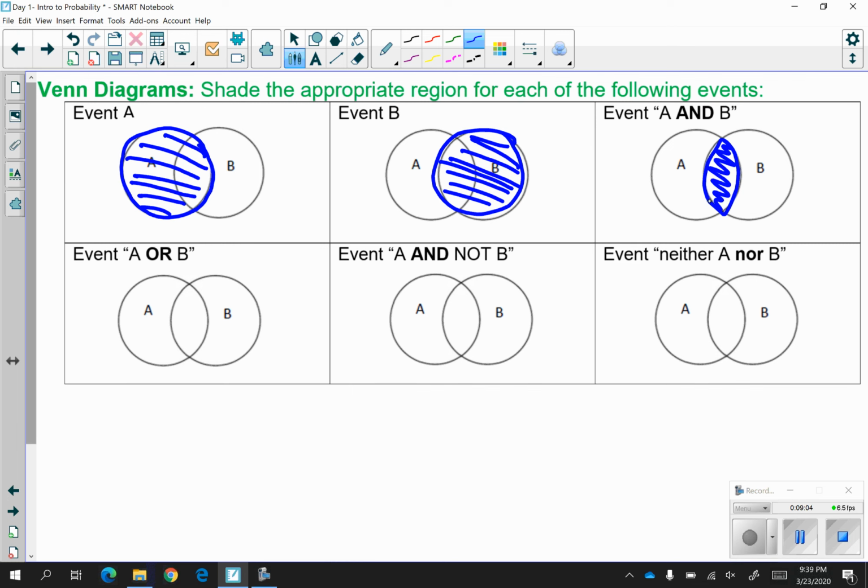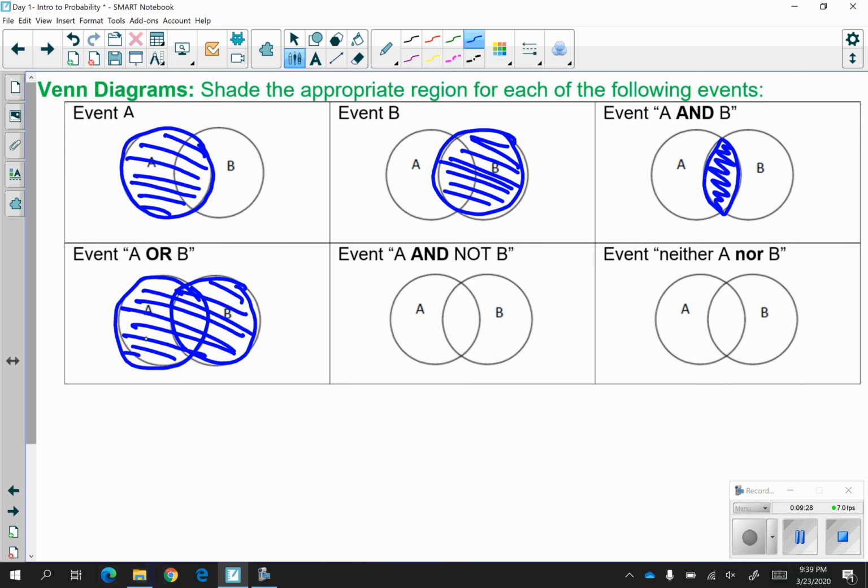Now, or is different because here is A, or you can have B. I don't care if they're both happening at the same time. As long as one is happening, you're good. So, or is everything inside of both circles, not just the overlap.